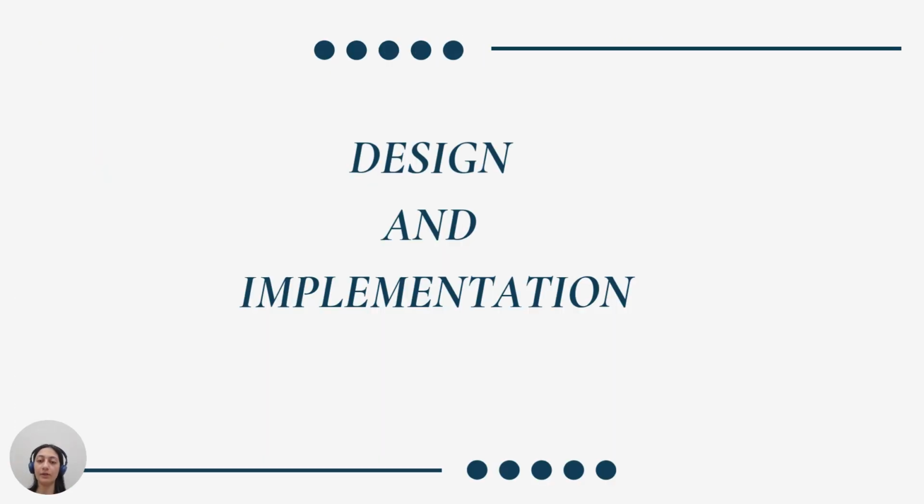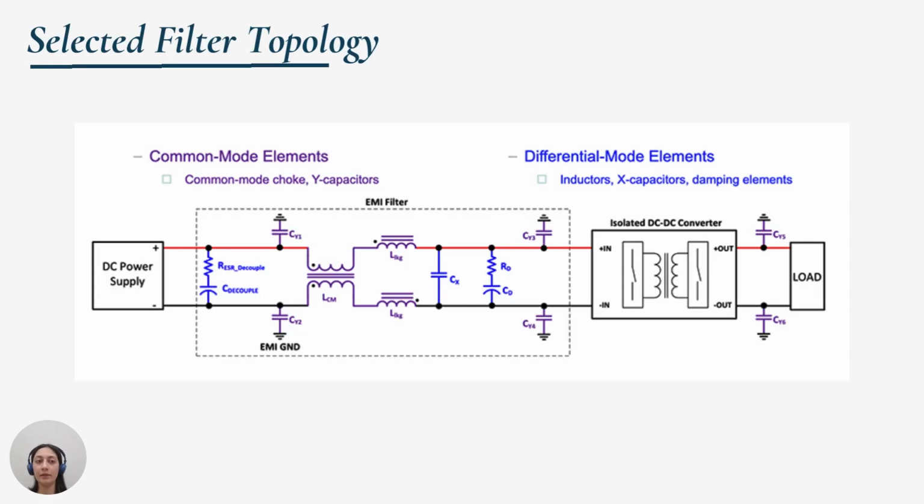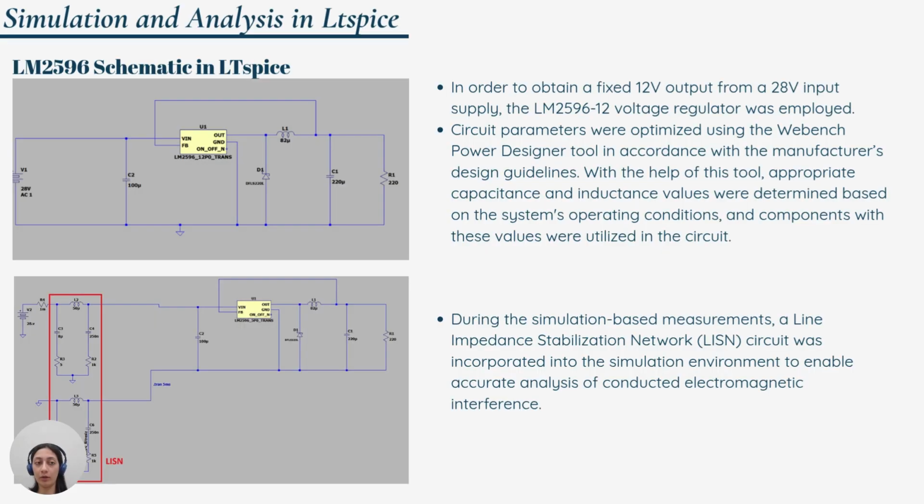Hi, I'm Burcu Özdeşamış and I will be presenting the design and implementation phase of our project. To begin with, let me introduce the filter topology we selected. In general, there are two main types of electromagnetic noise, common mode and differential mode noise. In our design, we chose a topology that can suppress both types of noise. Our power stage is based on a buck converter with 28 volts input and 12 volts output.